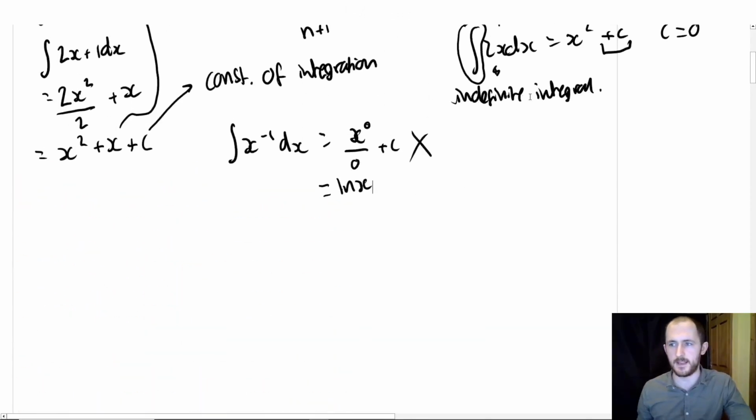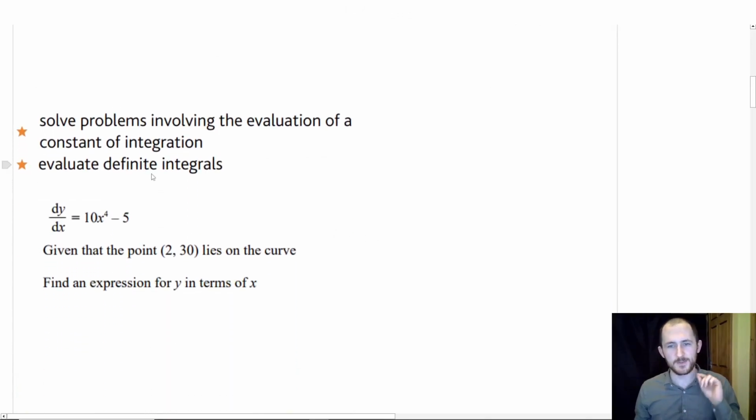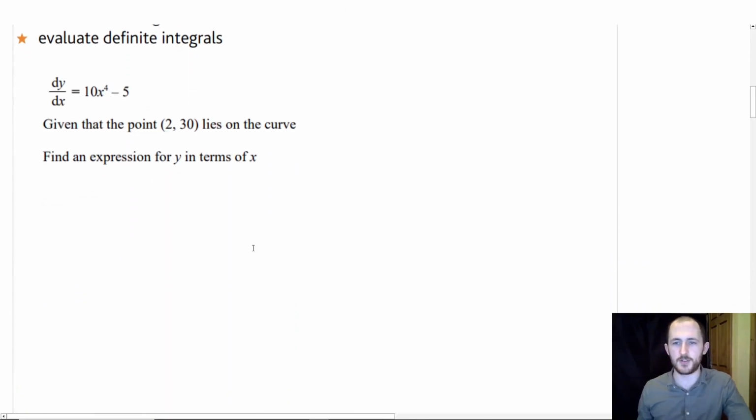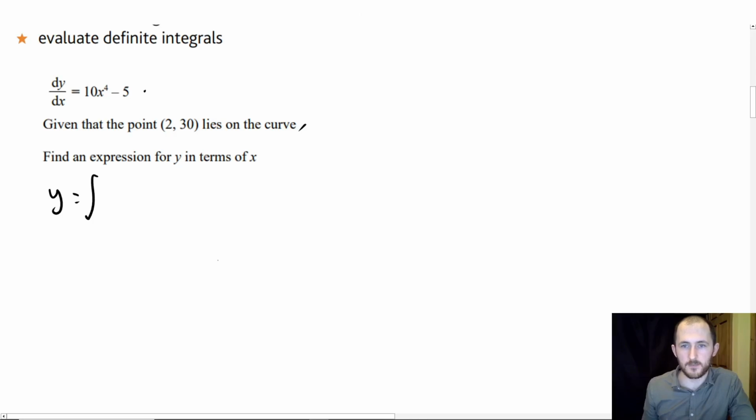Well, I said that these are indefinite if they don't have limits, so numbers here and here. If they do have numbers there, they're called definite integrals, and I'll explain what that is in a couple of questions. So find an expression for y in terms of x. They've given you dy by dx, and they've given us a point. Well, first things first, y would just equal the integral of 10x to the power of 4 minus 5 dx.